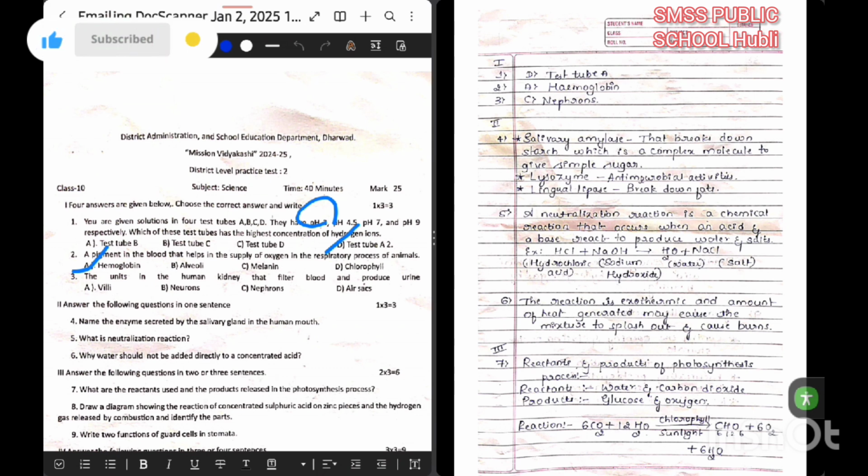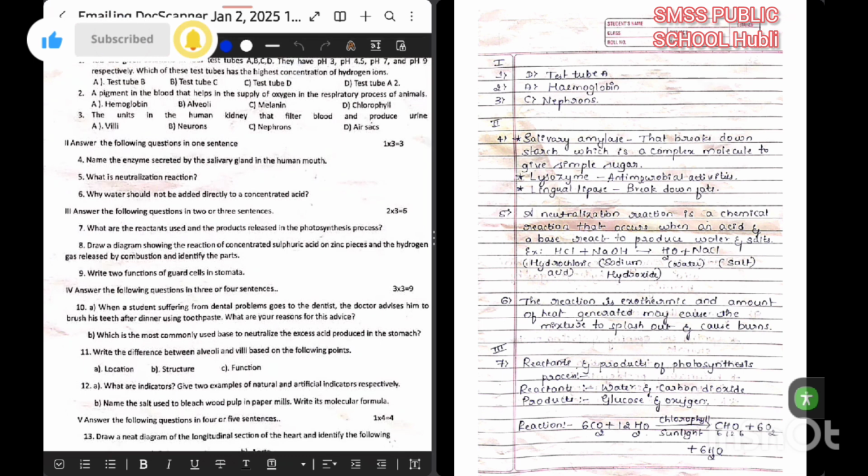So the question number 3, the units in the human kidney that filter the blood and produce the urine. So the functional unit of the kidney is nephron. The option C is the right answer. So let's move to the next.